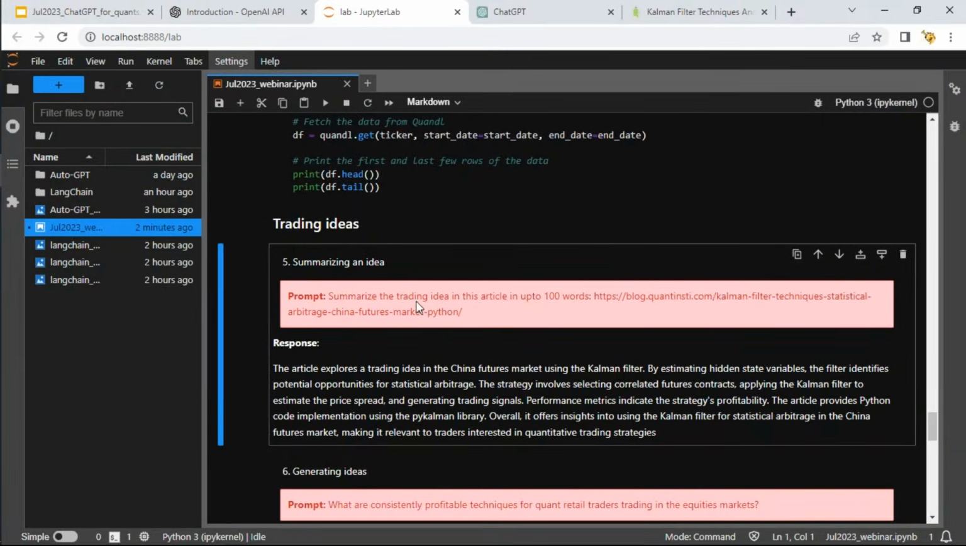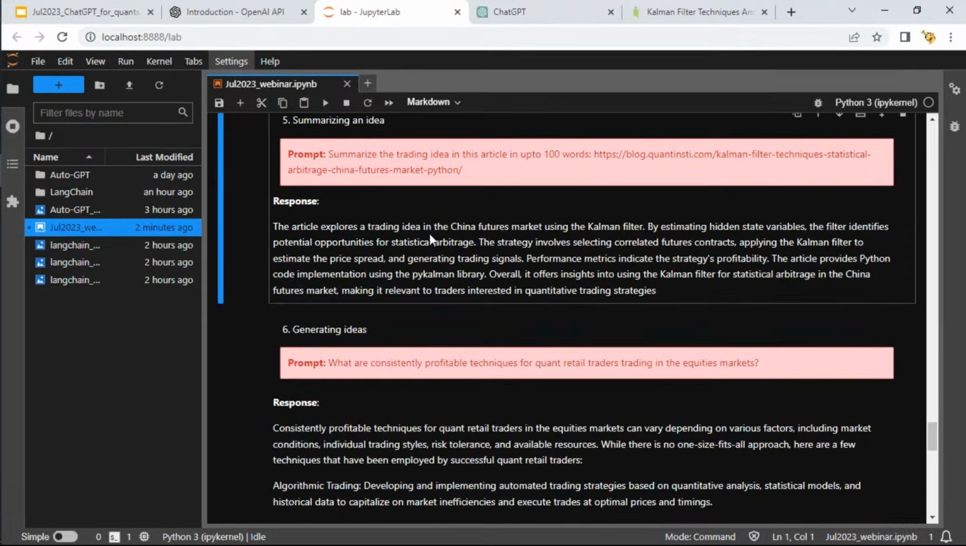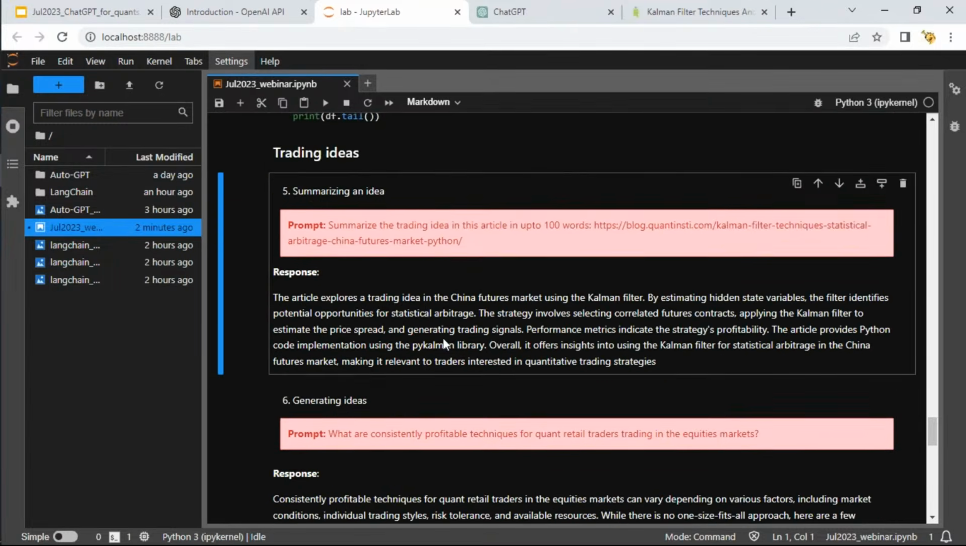So I've said summarize the trading idea in this article in up to 100 words. What it tells me is it explores a trading idea in the China futures market, and it gives me some idea of what the person is trying to do, right? So again, it's able to save some time for me. I can ask it even more specific questions like what are the buy signals and sell signals and so on, right? Okay, so this is summarizing ideas.